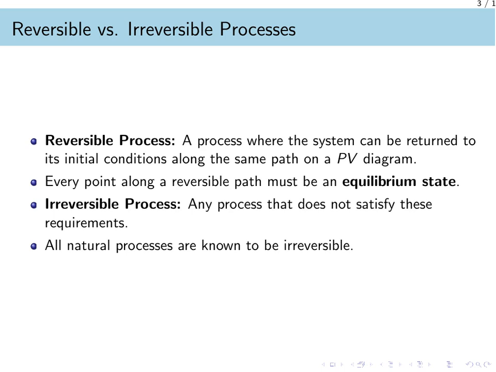To begin, let us define our terms. A reversible process is an idealization where a system can be returned to its exact initial conditions by following the same path in reverse on a pressure-volume diagram. For a process to be truly reversible, every intermediate point along that path must be an equilibrium state. In contrast, an irreversible process is any process that fails to meet these strict requirements. It is important to note that all natural processes occurring in the world around us are known to be irreversible.